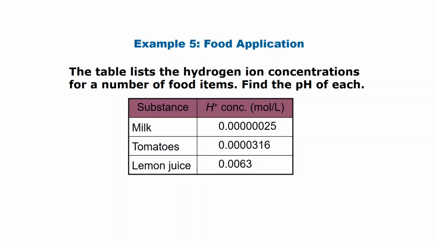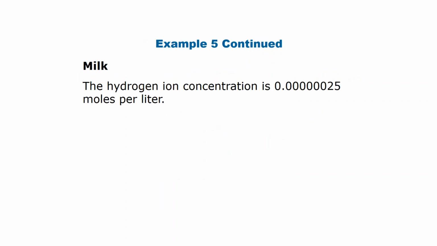Using a food application, it says the table lists the hydrogen ion concentrations for a number of food items. Find the pH of each. Now, I didn't know the formula for finding the pH, and it turns out to find the pH of each of these, we just have to take the negative log of the hydrogen concentration. So let's see how to do that. Let's take milk, for example.